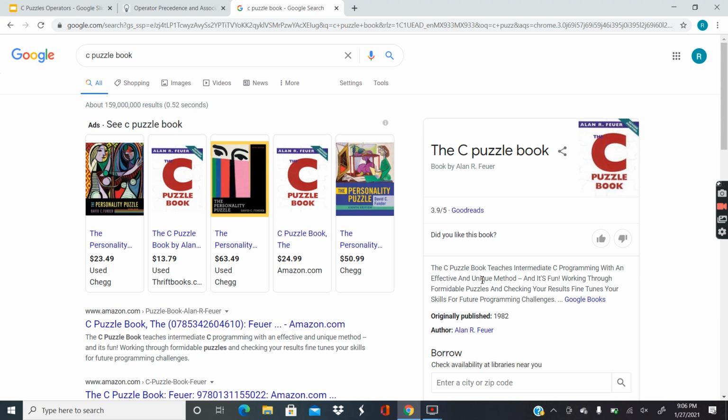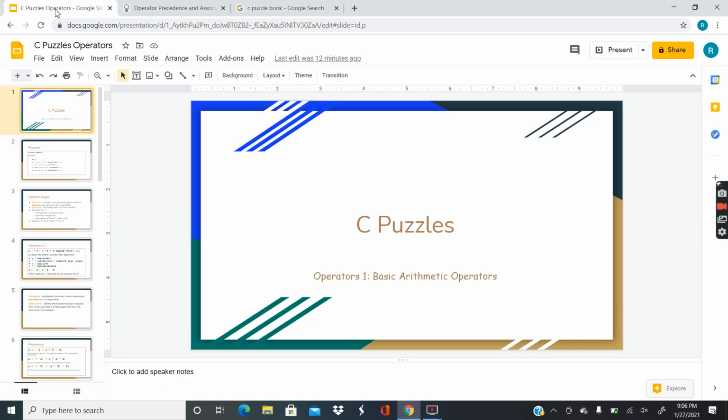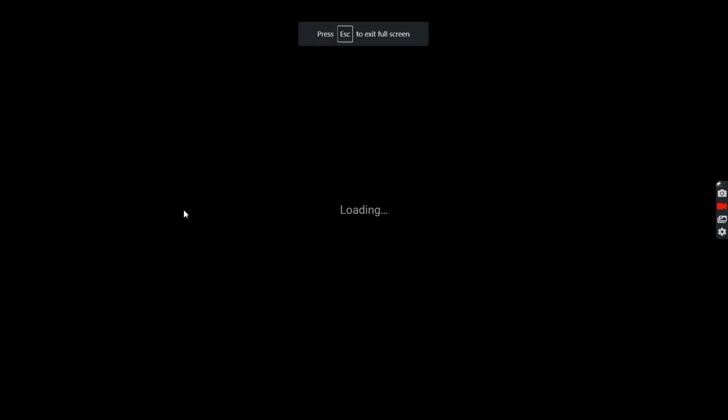Now some background here, I am by no means an expert in C, and the way I will explain these puzzles is the way that I solve these puzzles myself. Some expectations prior to watching the videos are that you have a basic understanding of how to write C programs, since these puzzles will strengthen our C knowledge, and with due time make us C experts. So with that, let's jump into the very first puzzle, Operators 1, Basic Arithmetic Operators.